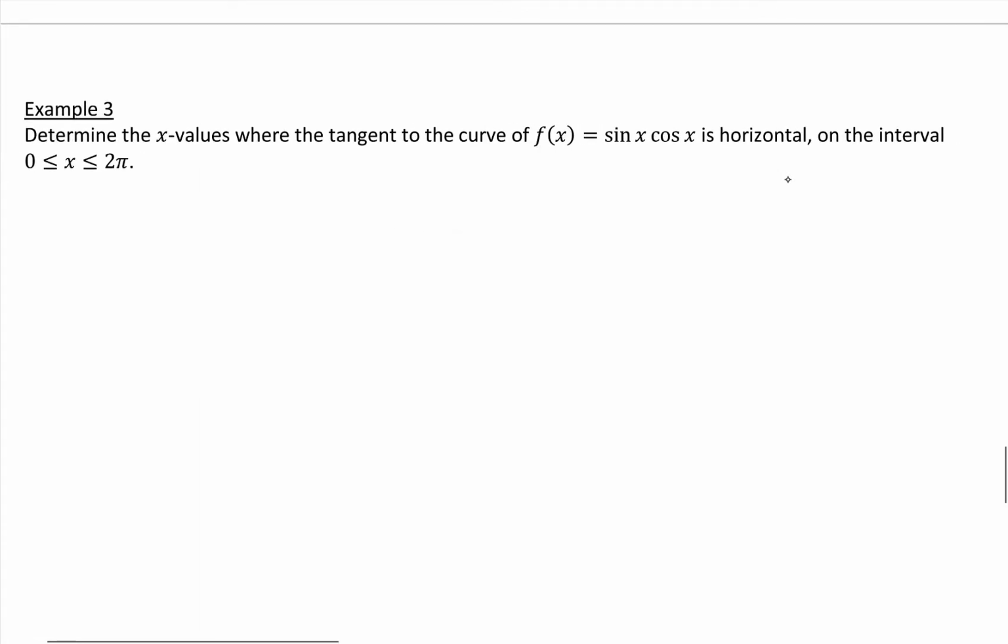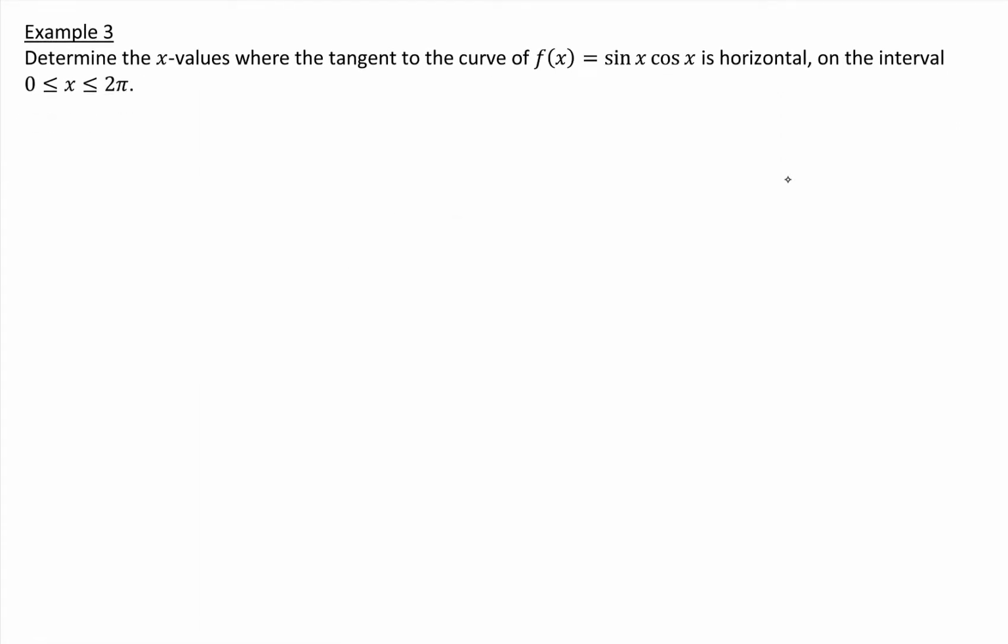And our last example: determine the x values where the tangent to the curve f of x equals sine x times cos x is horizontal on the interval 0 to 2 pi. So first of all, we need the derivative, and we're going to set it equal to 0 to look for our horizontal tangents.